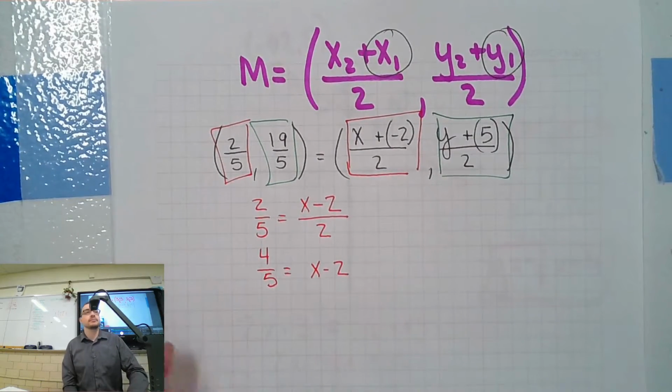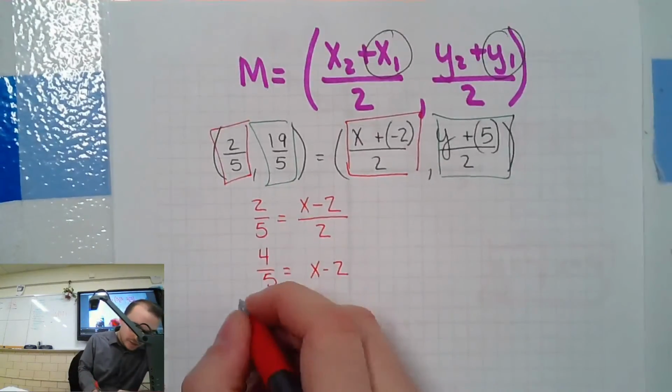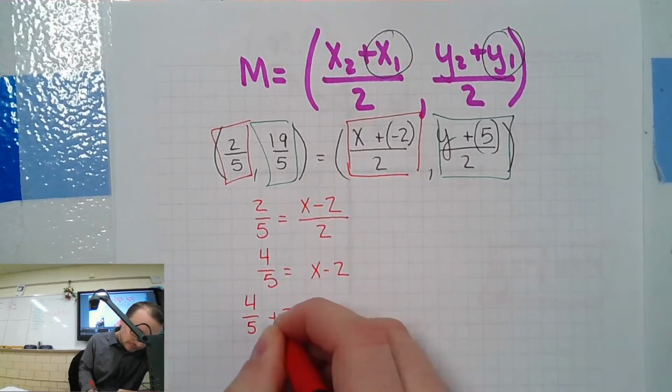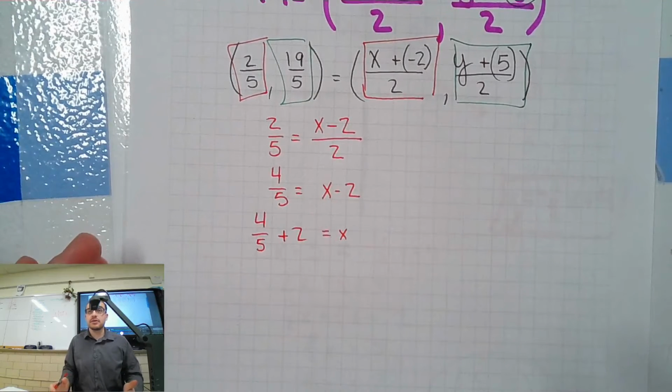You doubled it, right? Now we're going to add 2, and this is where we're going to need common denominators, right? Because we have 4/5 plus 2 equals x. Again, the question is, how many fifths are in the number 2?